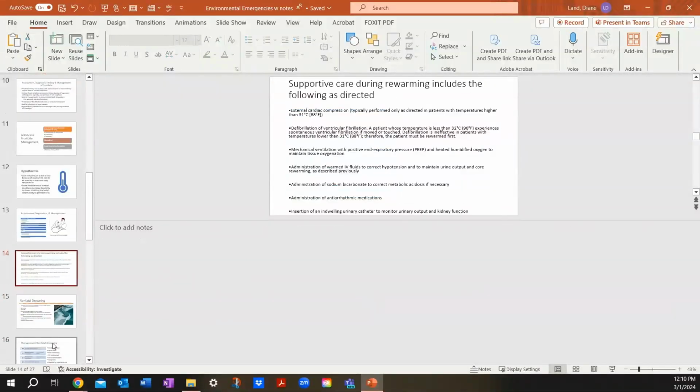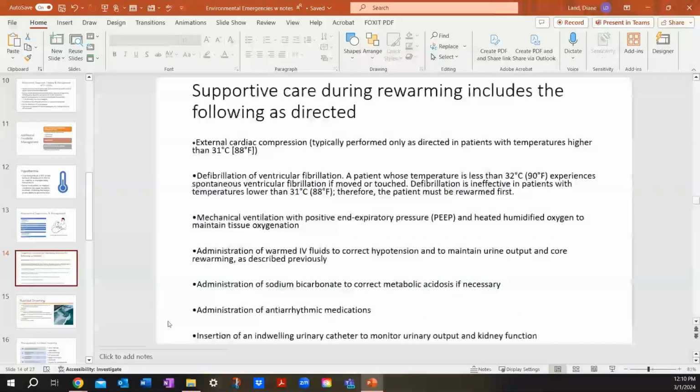Okay, so then we've got supportive care during rewarming, which includes the following. External cardiac compression is typically performed only as directed in patients with temperatures higher than 31 degrees Celsius, 88 degrees Fahrenheit. Defibrillator and ventricular fibrillation, we keep that code card at the bedside. Patients whose temperatures are less than 90 degrees Fahrenheit experience spontaneous ventricular fibrillation if moved or touched.